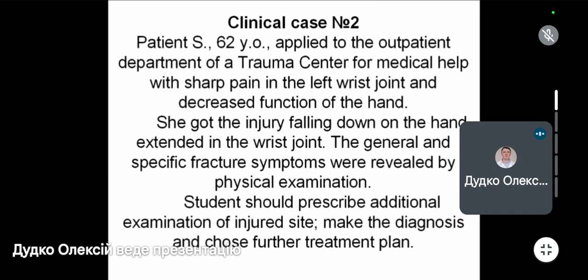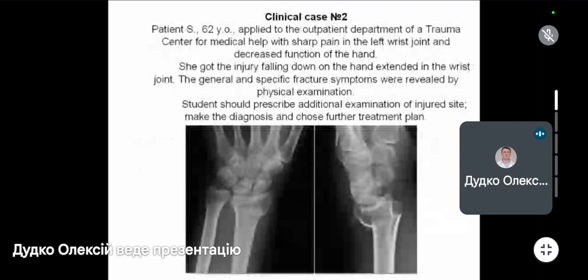So the next step, we should prescribe an additional investigation, and we are prescribing an X-ray, of course. Until this point, if you don't prescribe an X-ray, you won't see the X-ray. So you should tell the examiner you're prescribing an X-ray of the wrist joint in 2 views. And then the examiner will show you the X-ray like that.